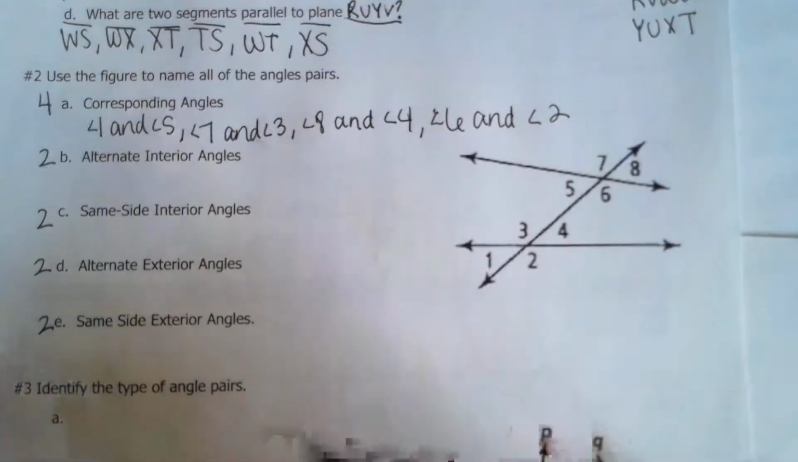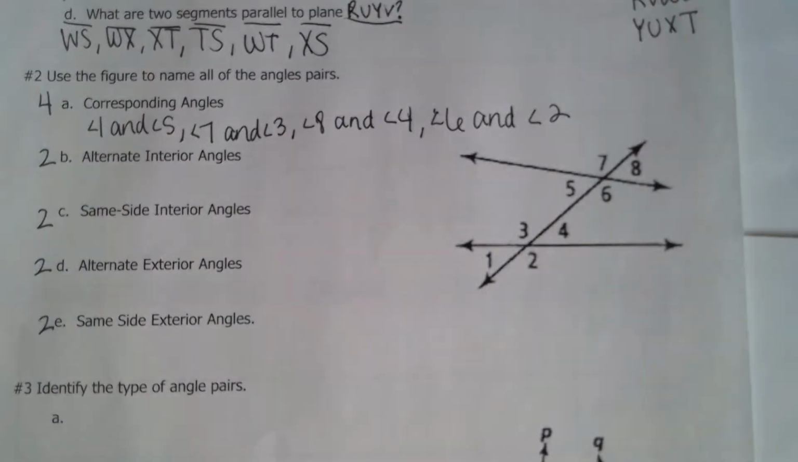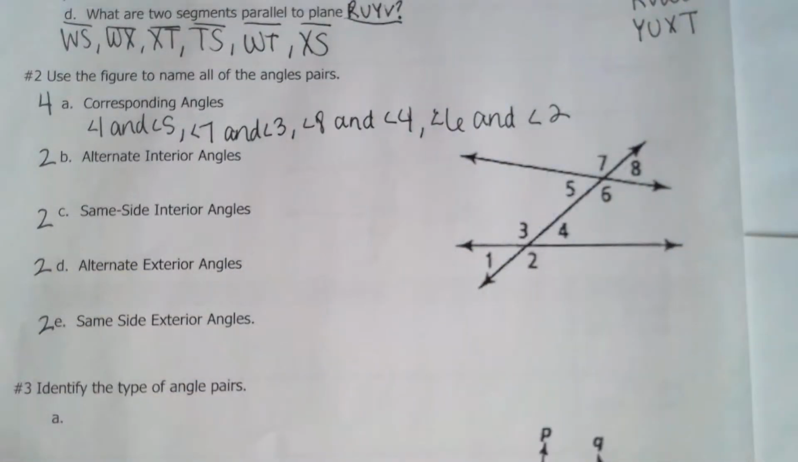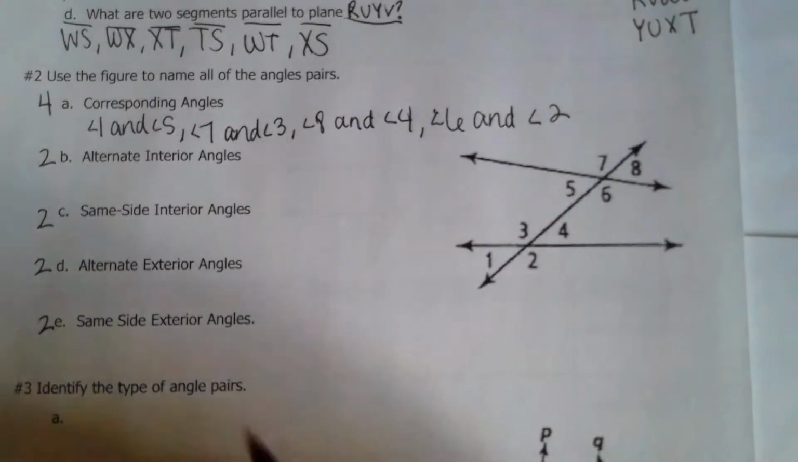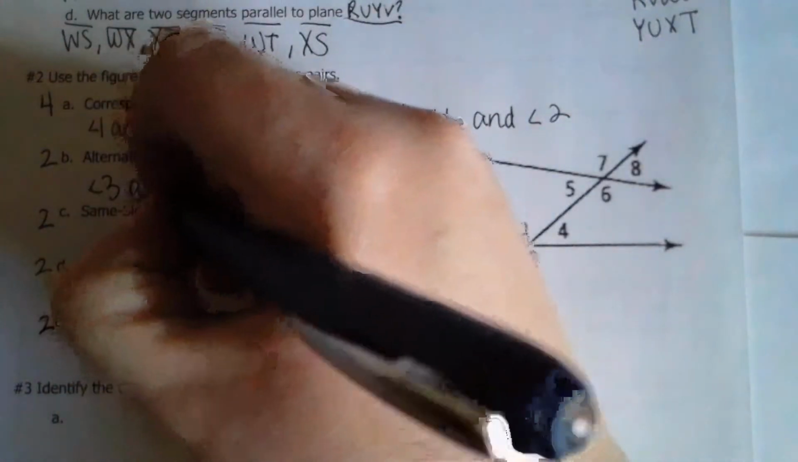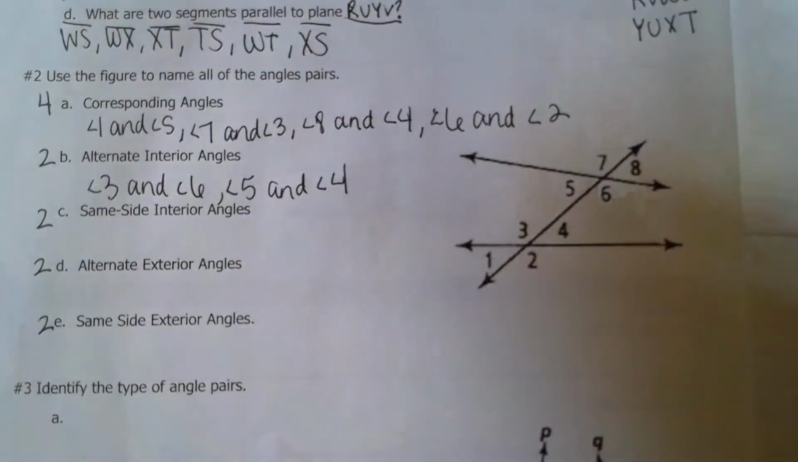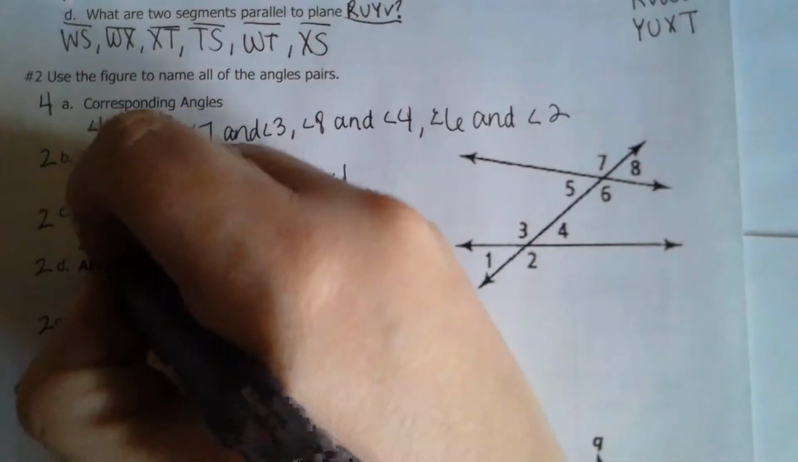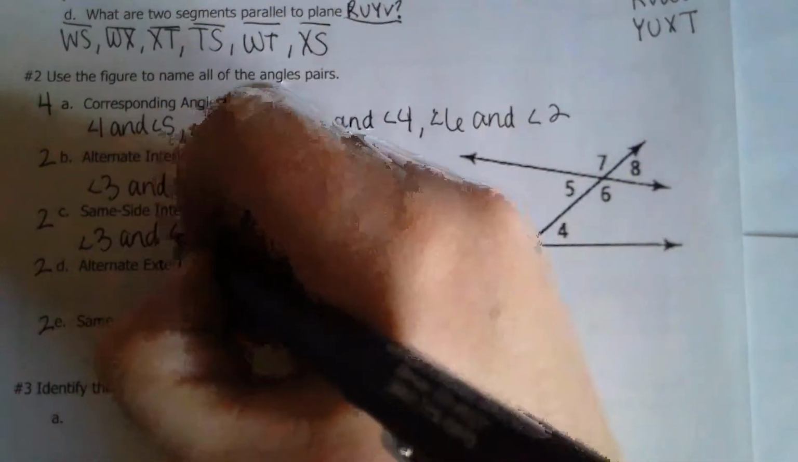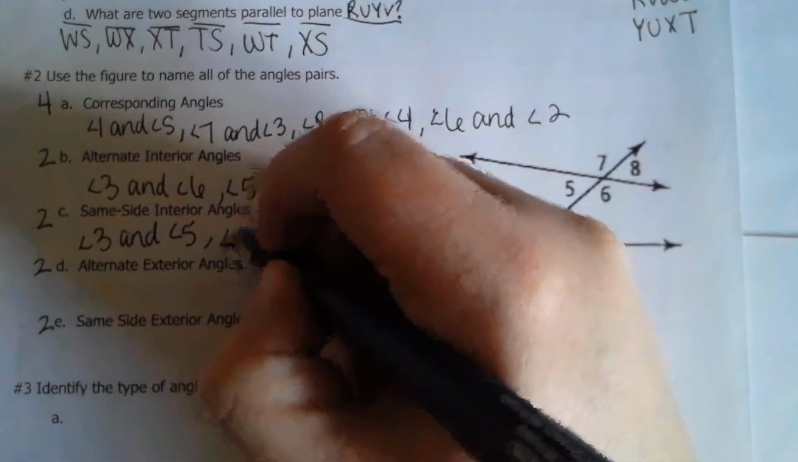Same for down here. Alternate interior means opposite sides of the transversal and both inside. That would be angles 3 and 6 or angles 5 and 4. Same side interior means same side of the line, both inside. That would be angles 3 and 5 and angles 6 and 4.